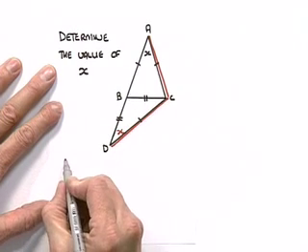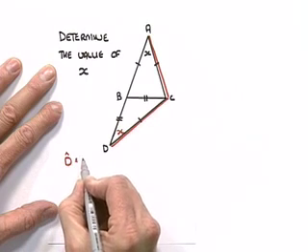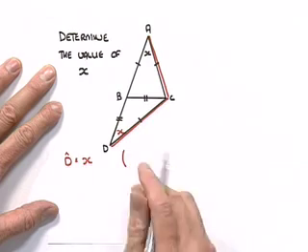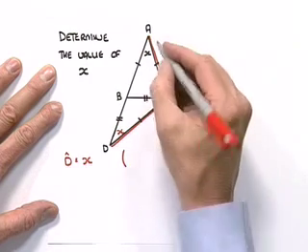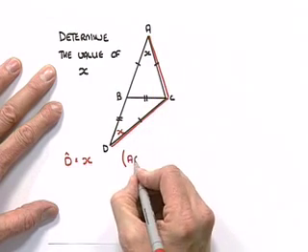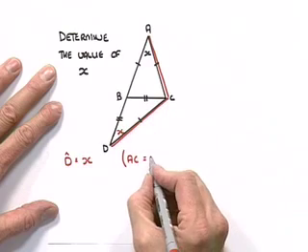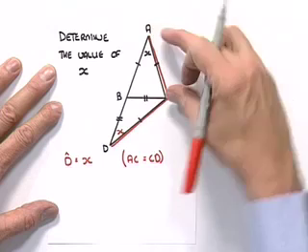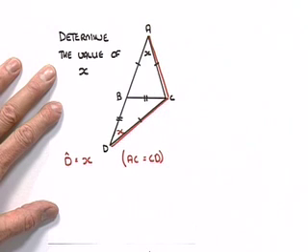Let me write that down. D is equal to X. And I'm going to give a reason here, because I want to remember why I said this. Because AC is equal to CD. What I'm really saying is we have a triangle with two equal sides.